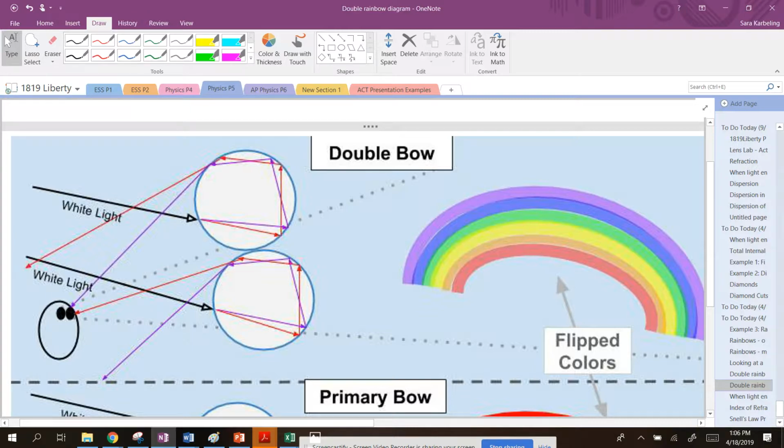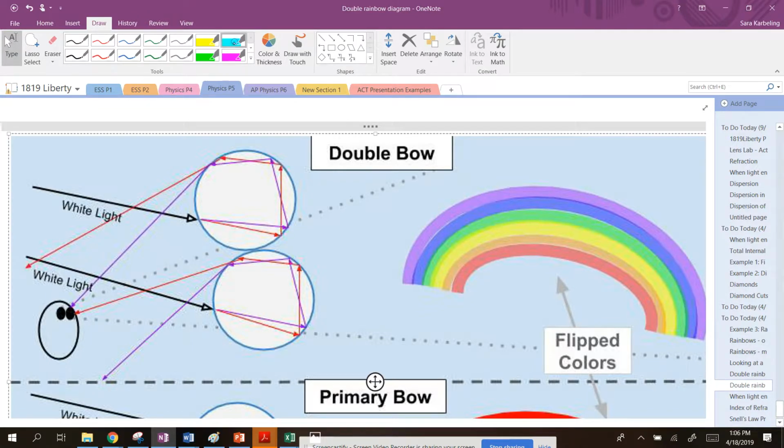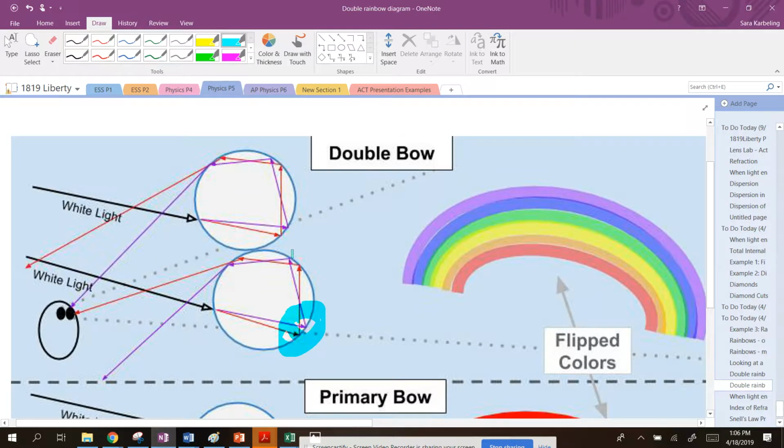What's this? Not trying to trick you guys. What happened here? Total internal reflection. That's what happened right here. Is that right? What happens right here? Same.